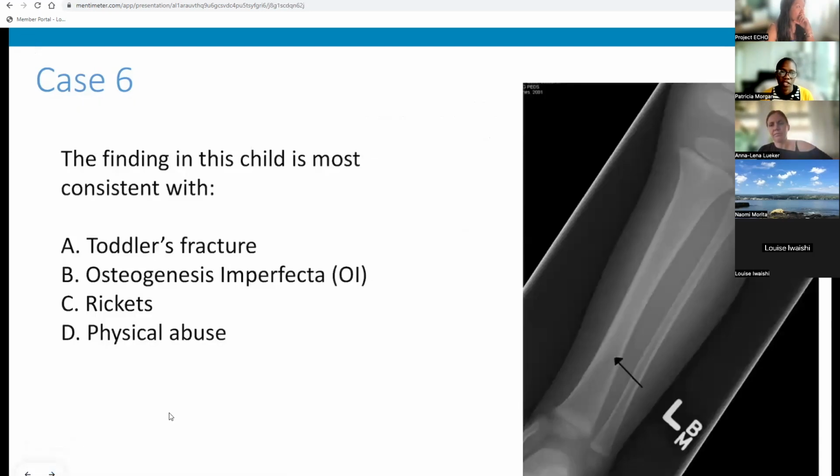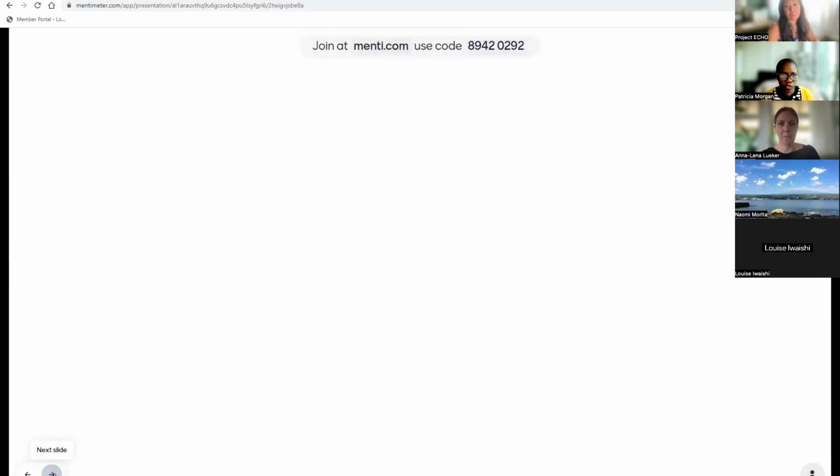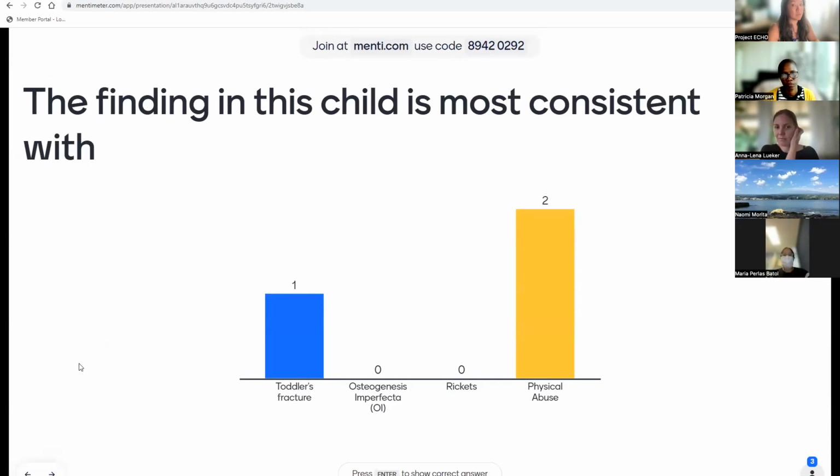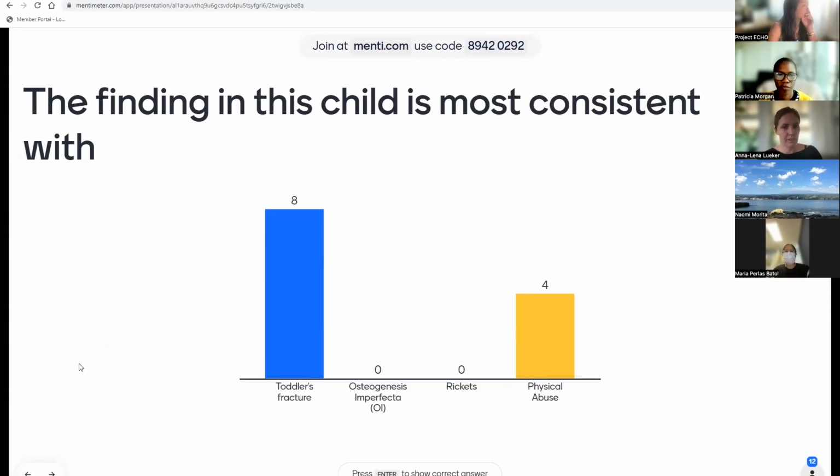So the question: the finding in this child is most consistent with A, toddler's fracture, B, osteogenesis imperfecta, C, rickets, D, physical abuse. I'll let you look at the image one more time for a moment. And here are the polling questions. Five more seconds. Okay.